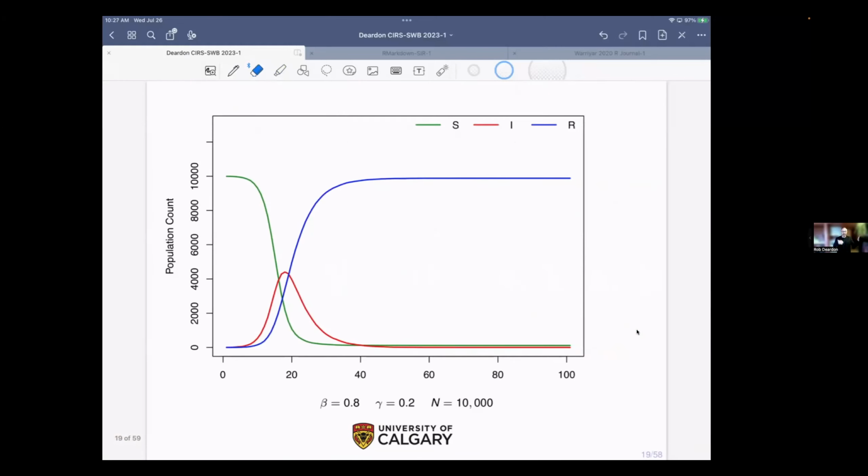Okay, so graphically, what does this look like? So here I've got a population size of 10,000. I've set my transmission rate to be 0.8, my removal rate to be 0.2. So my infectious period here will be 1 over 0.2, which is 5. And it's generally this red curve that we're interested in, the number infectious, or sometimes we look at the number of new infections, right?